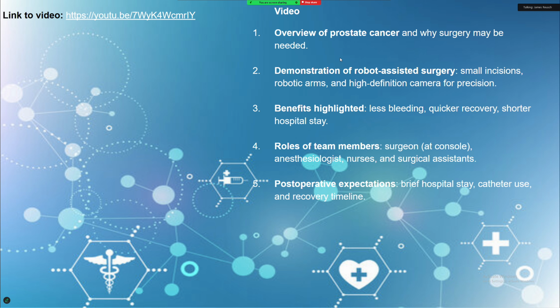A high-definition camera gives a magnified view, which helps the surgeon operate with extreme precision. Some key benefits of robotic surgery include less bleeding, a quicker recovery time, and a shorter hospital stay compared to open surgery. As for the surgical team, the urologist or surgeon operates the robot, while the anesthesiologist, nurses, and surgical assistants help manage the procedure and the patient's care. Finally, after surgery, patients can expect a short hospital stay, a period of catheter use, and a gradual recovery process over several weeks.